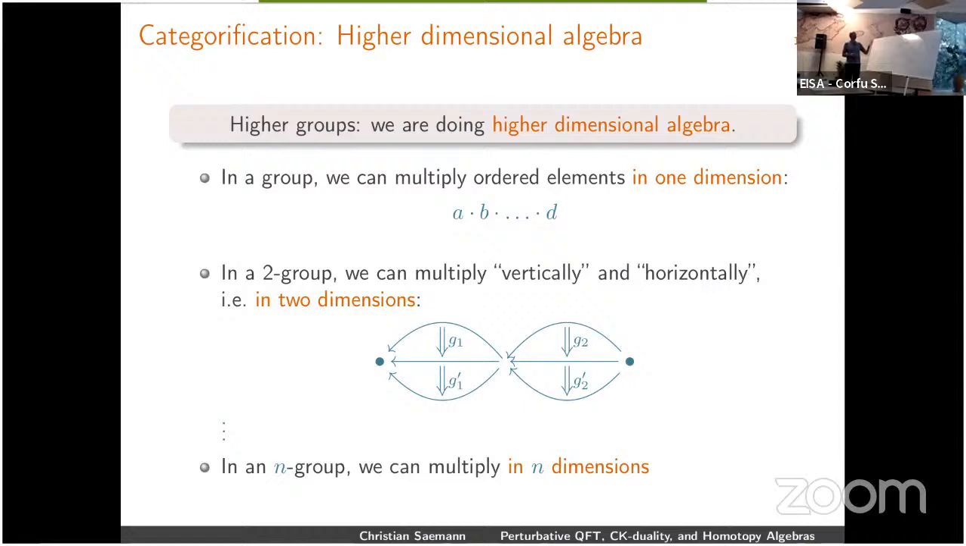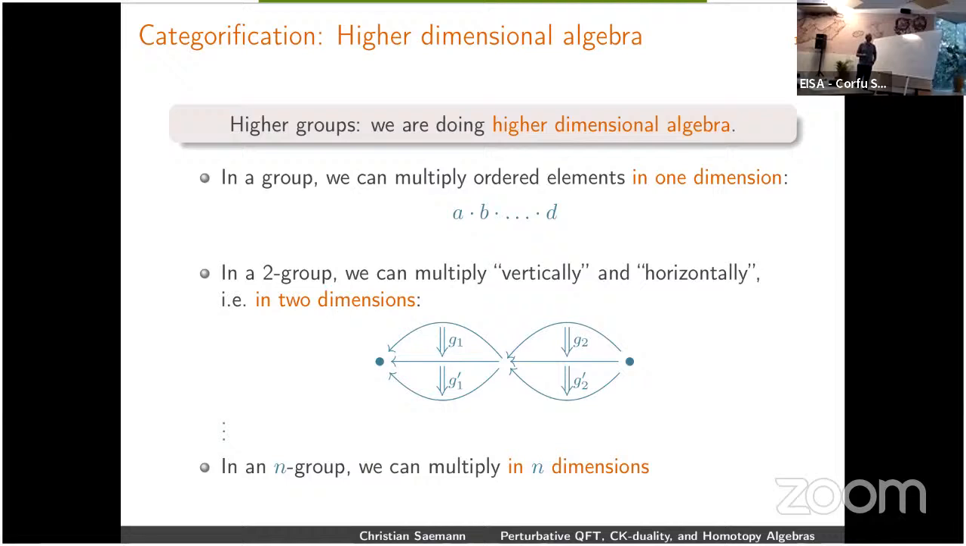So in a group, you can multiply ordered elements in one dimension. And in a 2-group, you can multiply in two directions, namely vertically and horizontally. If you look at these arrows here, I can compose them in this direction, but I can also compose them in this direction, putting pairs of arrows together. So you can multiply in two directions. And if you do that in n-groups, then you can multiply in n dimensions.